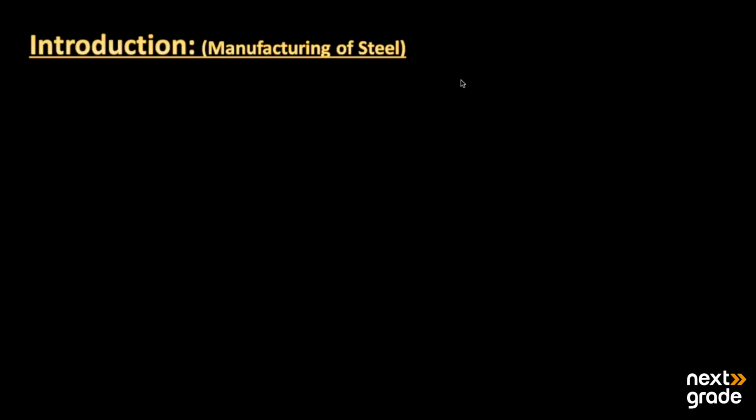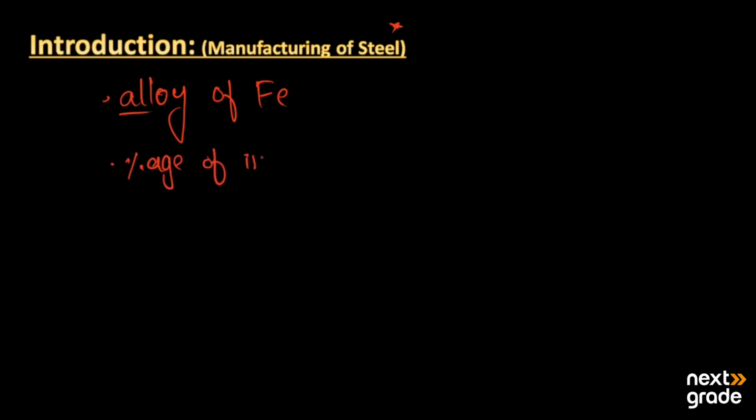So the topic that we will discuss today is the manufacturing of steel. Before the manufacturing of steel, you must know what steel basically is. Steel is basically an alloy of iron, and in this alloy, the percentage of iron differs according to the type of the steel.